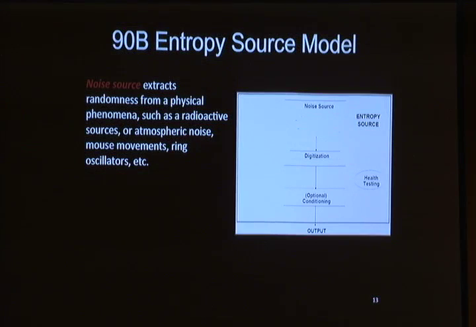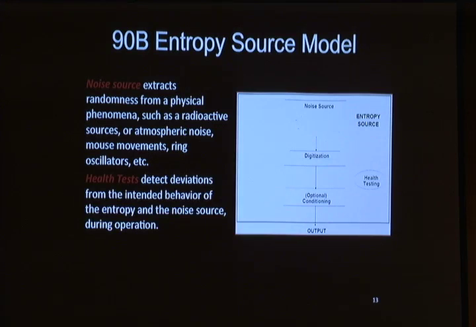The 90B document defines an entropy source model. It's given as in this figure. So we first have the noise source. It extracts some randomness from a physical phenomenon. It could be a radioactive event, it could be a ring oscillator, or it could be your mouse movements. So this extracts randomness.